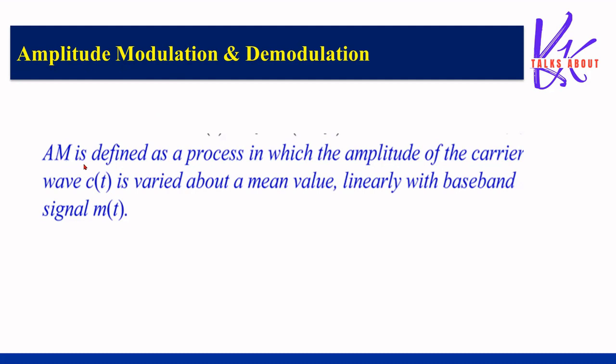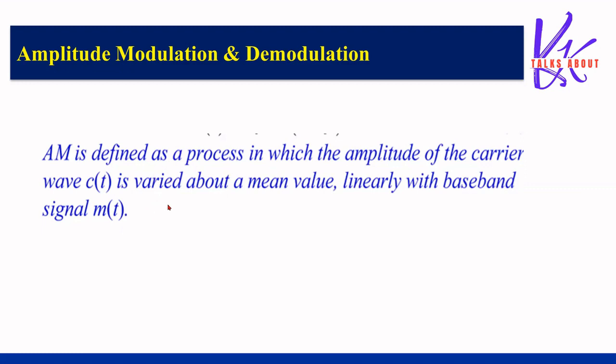Amplitude modulation is defined as a process in which the amplitude of the carrier wave c(t) is varied about a mean value, linearly with a baseband signal m(t). In other words, we can say that the amplitude of the carrier is varied in accordance with your message signal.